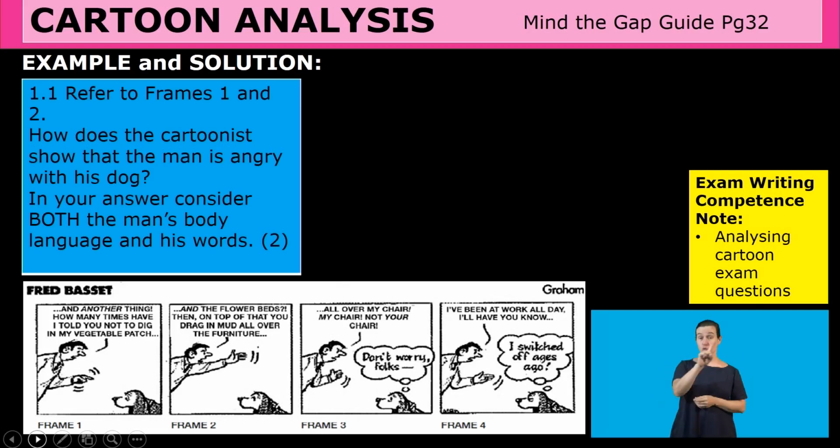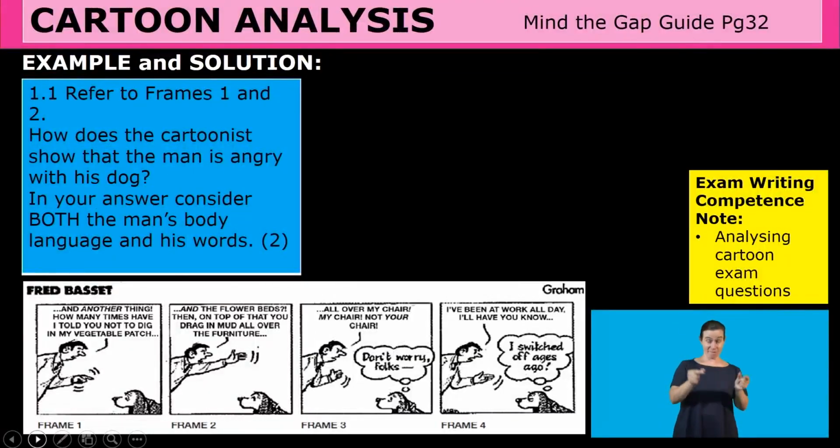So our first question says, refer to frames 1 and 2. Now remember, we're locating you in the cartoon. So we don't want you to look at the other frames. We want your attention to be drawn to frame 1 as well as frame 2.